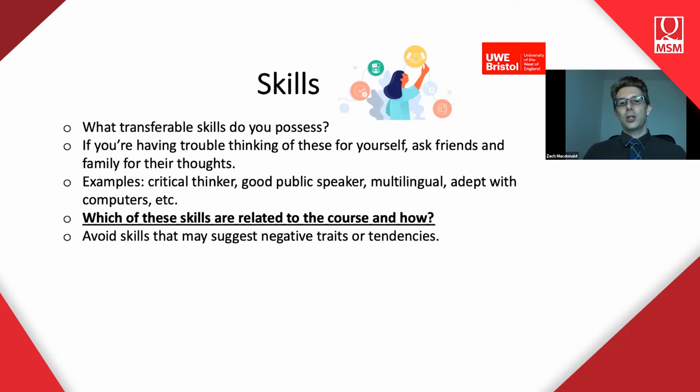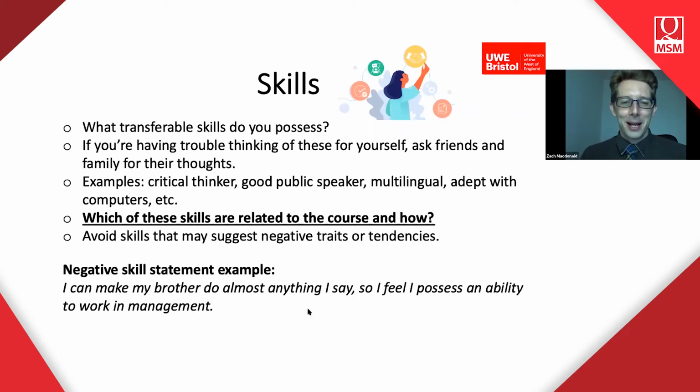And then we want them to think which of these skills are related to the course they want to study and how. And lastly, they should avoid skills that may suggest negative traits or tendencies. An example of this: I can make my brother do almost anything I say, so I feel I possess an ability to work in management. So, okay, that might be a skill, but it's kind of a negative one. It kind of makes them look bossy. I don't think most students need to worry about this kind of thing, but I just should add, try to have all positive, constructive skills. So not skills that may suggest something a little bit negative about your character.